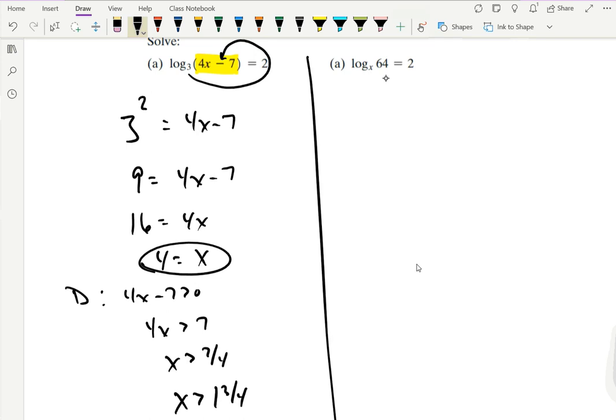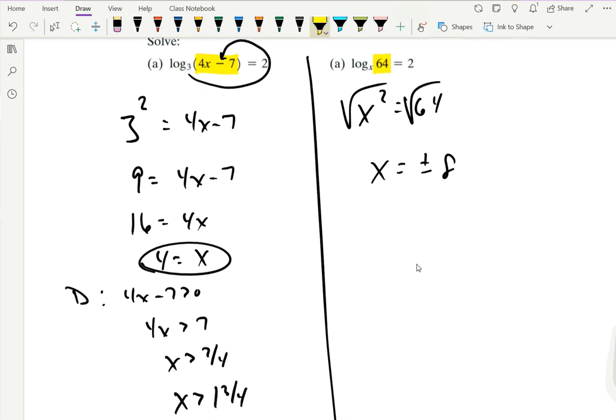We take a look at log of 64 base x. That means x squared must be 64. If we take the square root of both sides, that would be x equals plus or minus 8. Now, again, we have to double check. Our domain here is 64, so that's fine as far as that component.